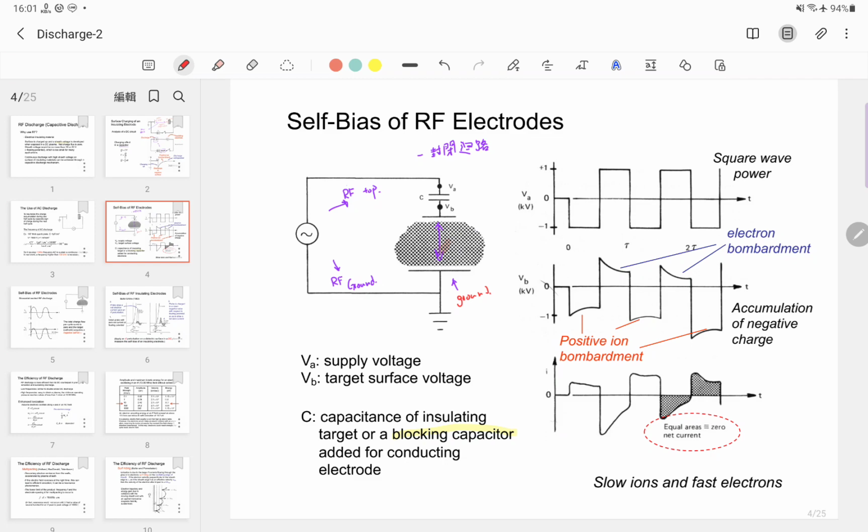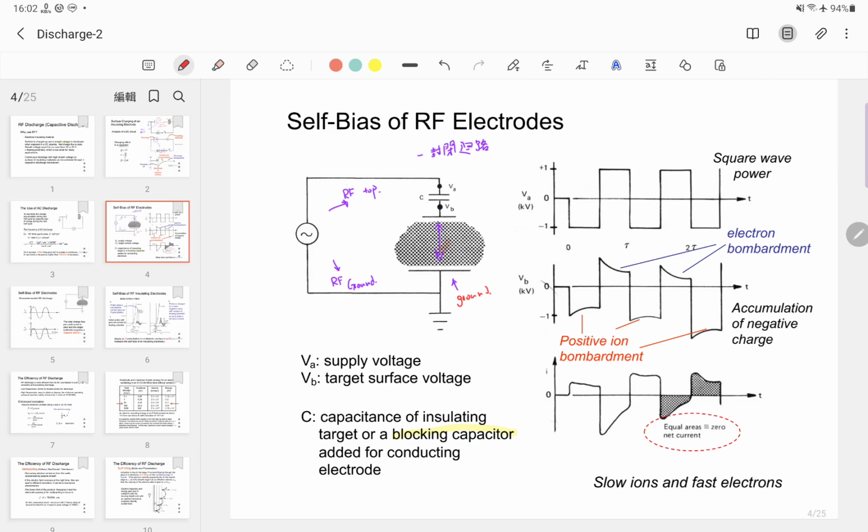The upper figure shows what happens if you use a square wave power supply. The square wave power supply is just like a pulse DC power supply. The half cycle is negative, and the next half cycle is positive, negative, positive. So this type of square wave power supply is actually a pulse DC power supply.